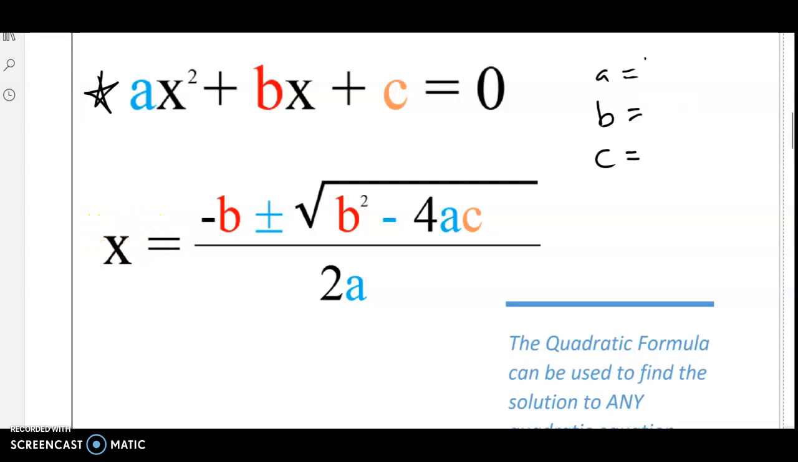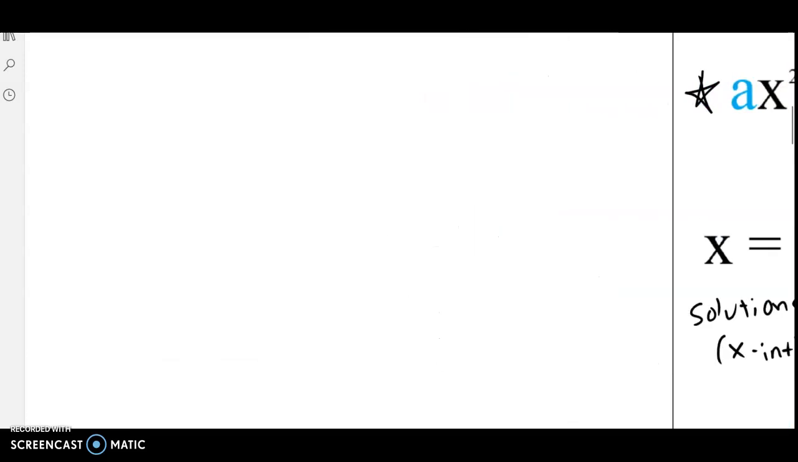Notice they all say x equals, and that's because x stands for the solutions, otherwise known as the x-intercepts. We could have no x-intercepts. We might have one x-intercept, and a lot of times we have two x-intercepts, which is why we have this symbol here in the middle called a plus or minus sign, because we're going to add and subtract, creating two separate solutions. Okay, so let's go ahead and look at our first example.